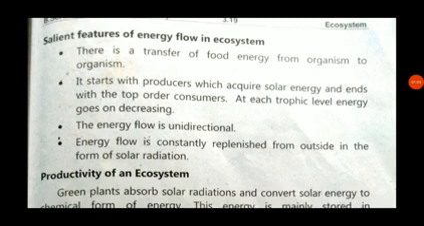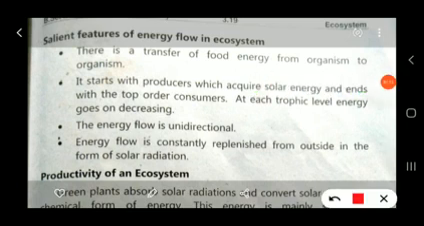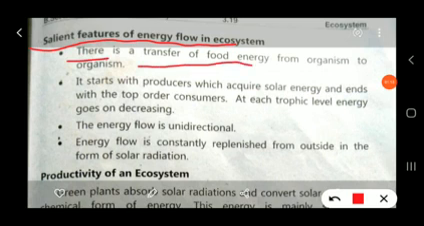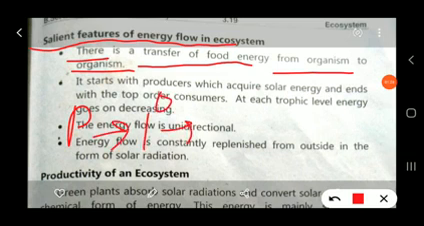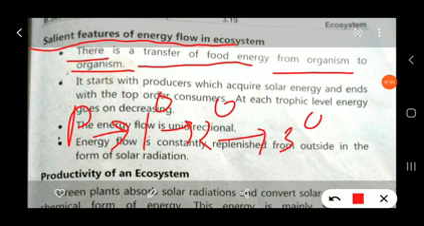Now, the salient features of energy flow in an ecosystem are the important things. There is a transfer of food energy from organism to organism. We can see it from the primary producers to the primary consumers, secondary consumers, and tertiary consumers. This is nothing but the transfer of energy.